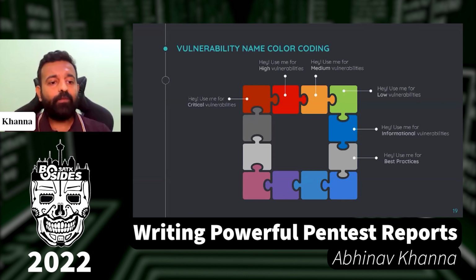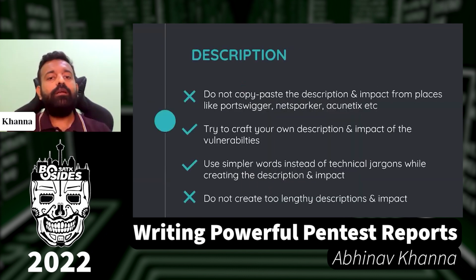Okay. Now, when it comes to description and impact, keep in mind that you do not copy paste the description and impacts from resources like CodeSwigger, Acunetix, Netsparker, and things like that, or OWASP. The reason is that if you copy it from some blog and something wrong is written there, that wrong thing is going to be in your report as well. And the client might come back to you and say that if these things are copy pasted, what work have you done in the report? To avoid that situation, try to understand the vulnerability first and write your own description and impact afterwards. Try to craft your own description.